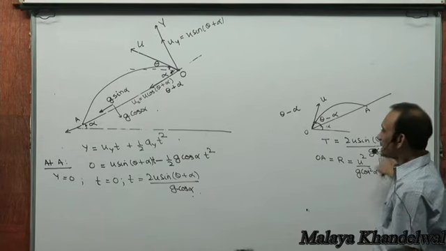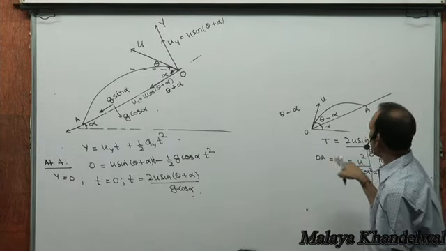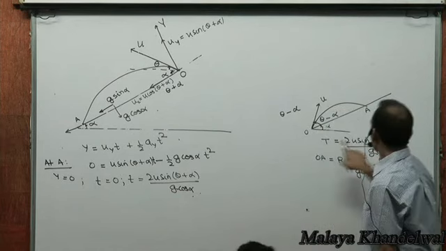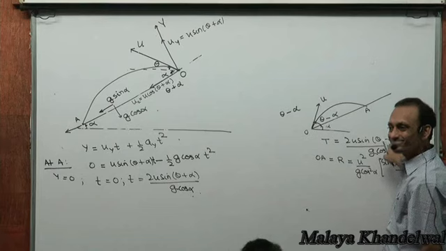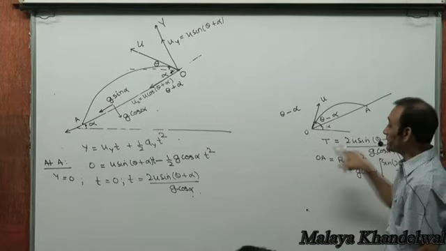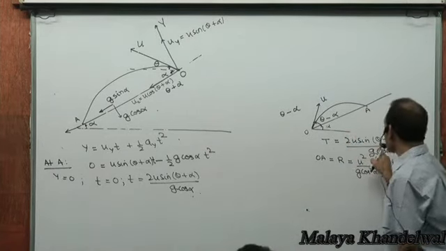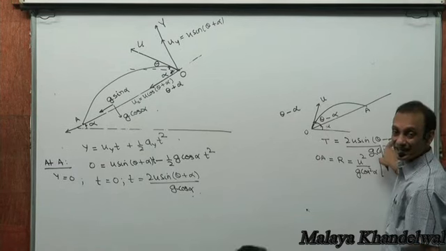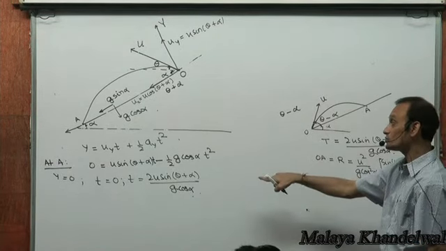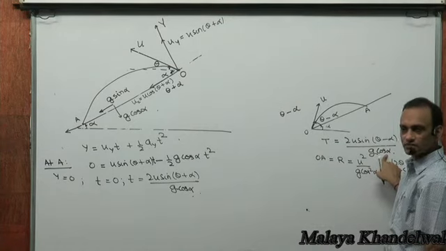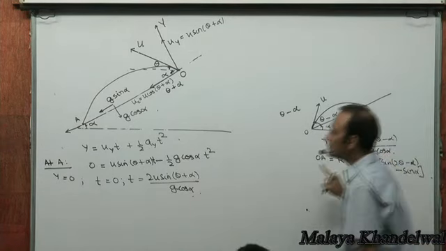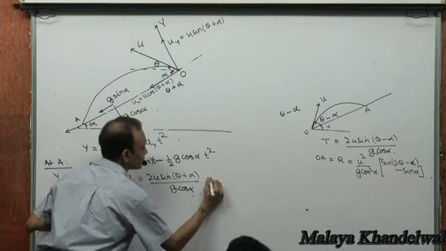Right? Could I have obtained this result from this result by replacing alpha by minus alpha? Isn't it? So the time of flight is, because cos minus alpha is the same as cos alpha, this becomes my total time of flight.